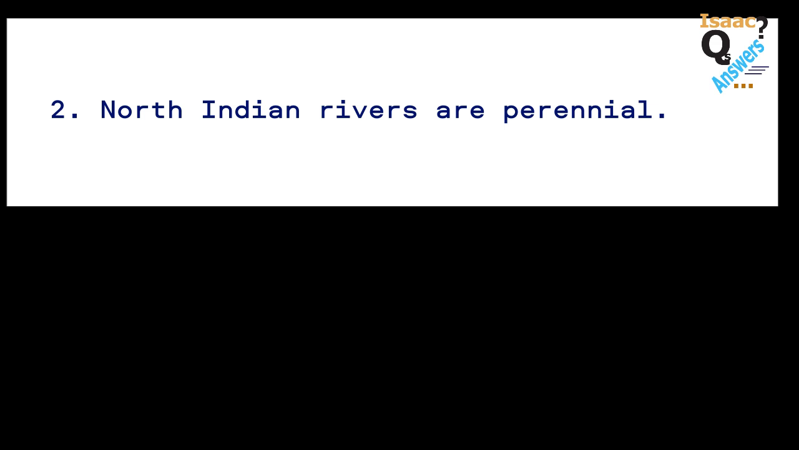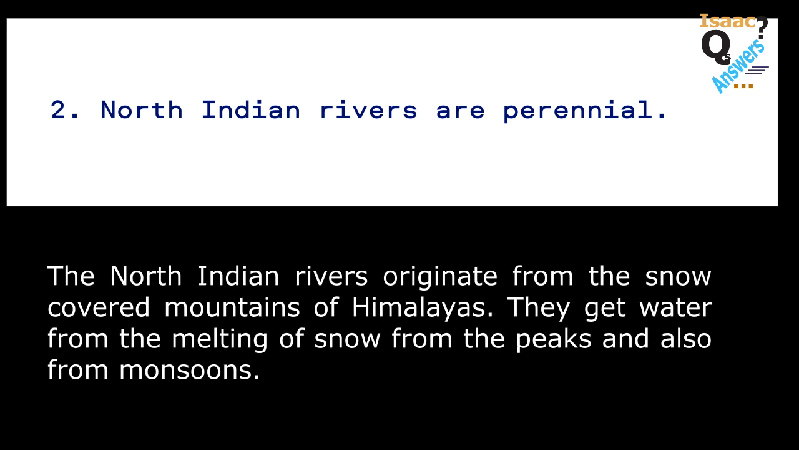Question number 2. North Indian rivers are perennial. The North Indian rivers originated from the snow-covered mountains of Himalayas. They get water from the melting of snow from the peaks and also from the monsoons.